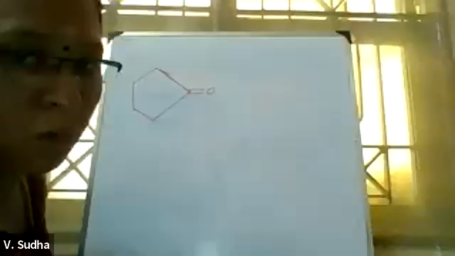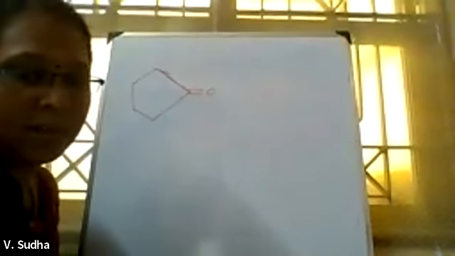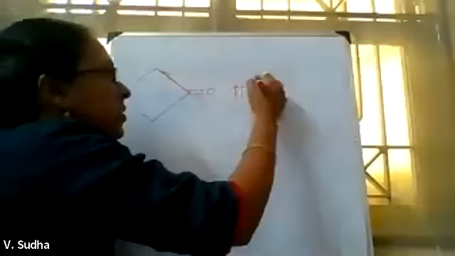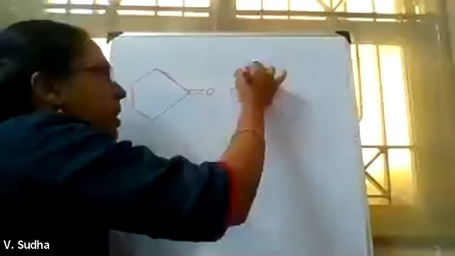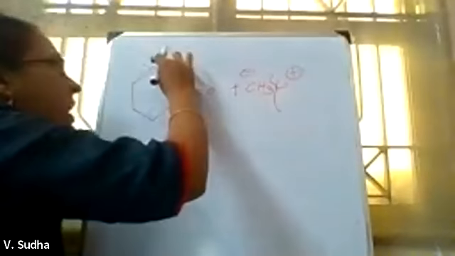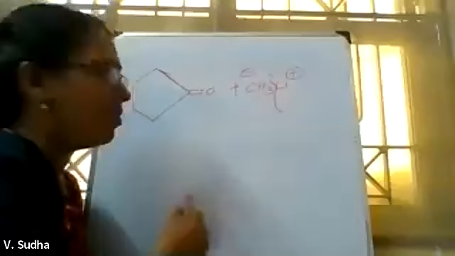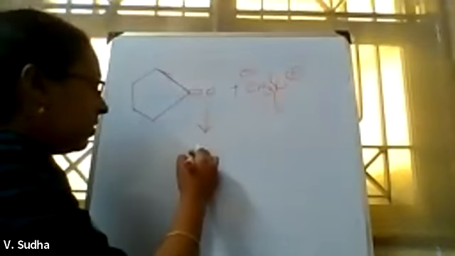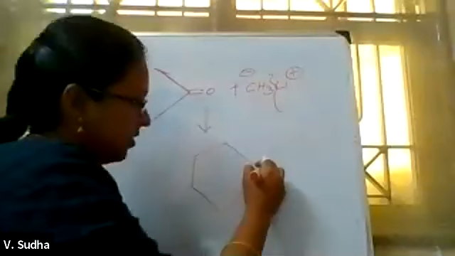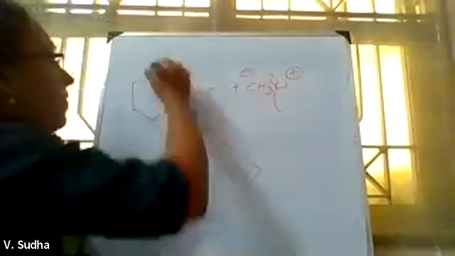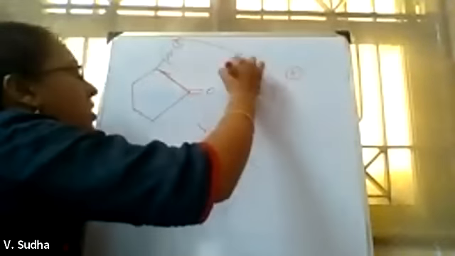This is cyclopentanone. It has a C=O double bond. So this is treated with CH3Li, that means CH3 minus, Li plus. It has an alpha hydrogen. Whenever a carbonyl has an alpha hydrogen, that will get attacked. What will happen? With the alpha hydrogen, these two will combine and form methane.